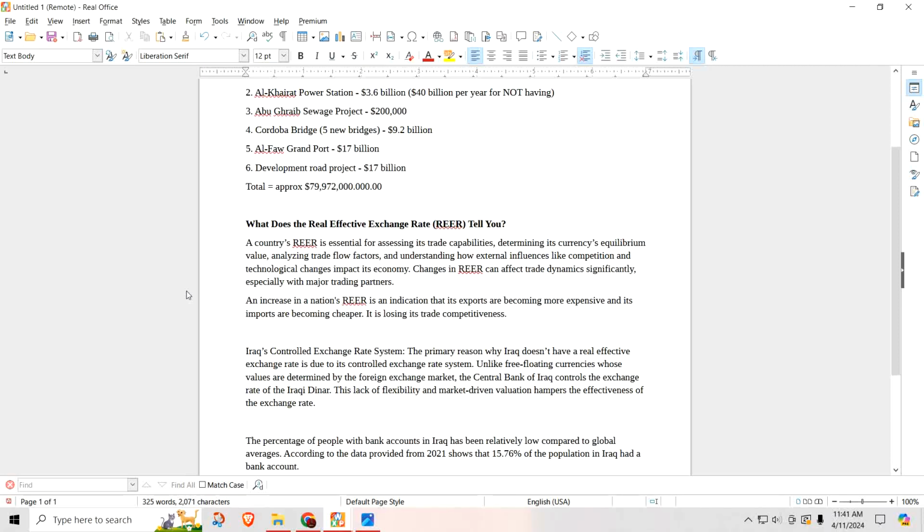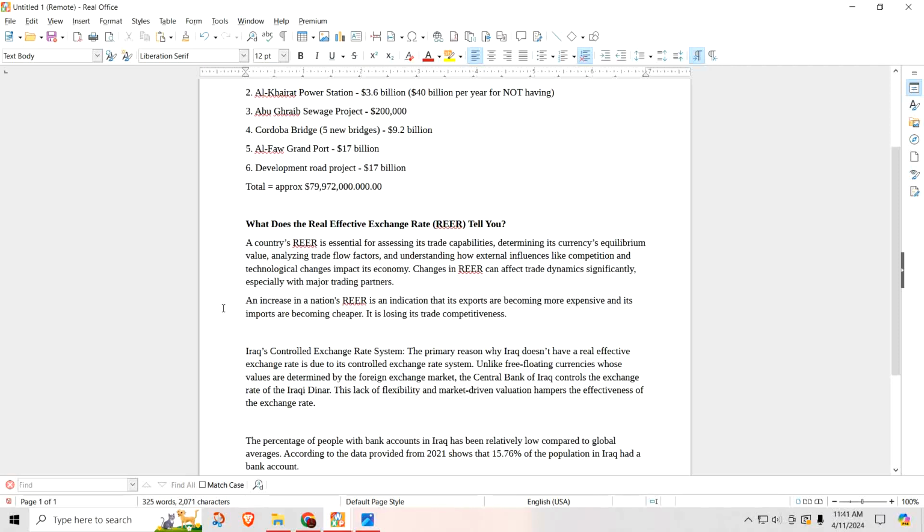Changes in the REER can affect trade dynamics significantly, especially with major trade partners. An increase in a nation's REER is an indication that its exports are becoming more expensive and its imports are becoming cheaper. It is losing its trade competitiveness. So the REER is used to check its competitiveness with other trade partners. That's it. You can tell out there in the dinar community it's being used like a nominal exchange rate.